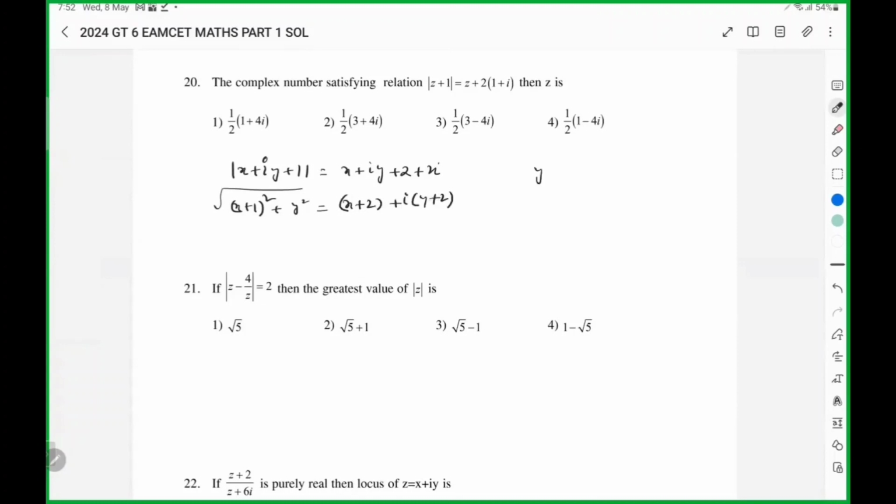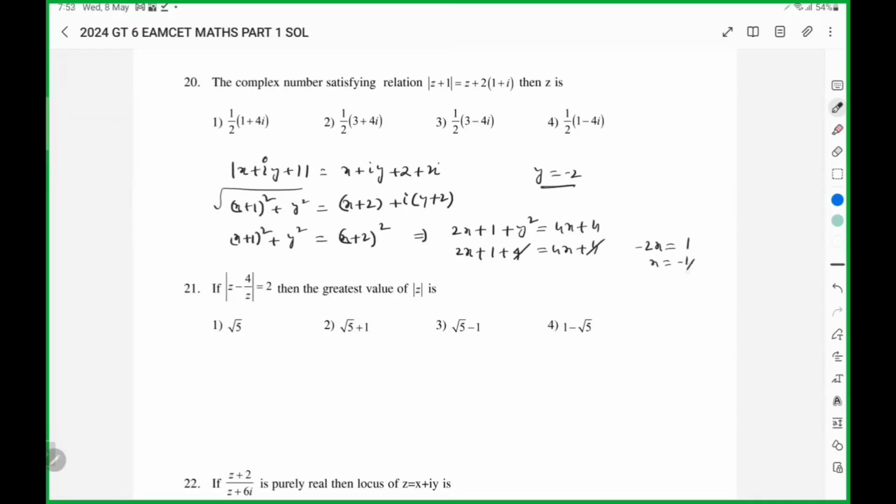Comparing real parts and imaginary parts on the left side and right side, imaginary is not there, so y equals minus 2. Here it is (x plus 2) whole square. So x square gets cancelled, 4x plus 4. y square here is 4, so 4x plus 4 minus 2x is 1. x is minus half.